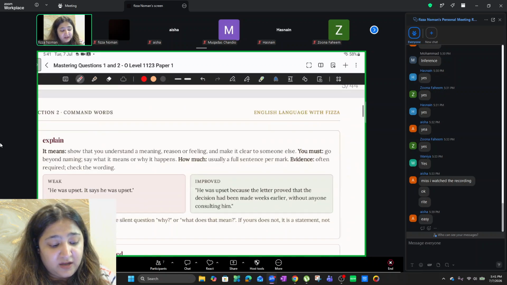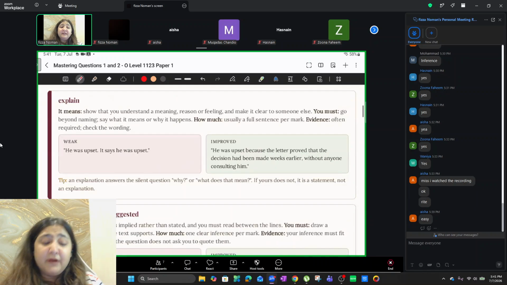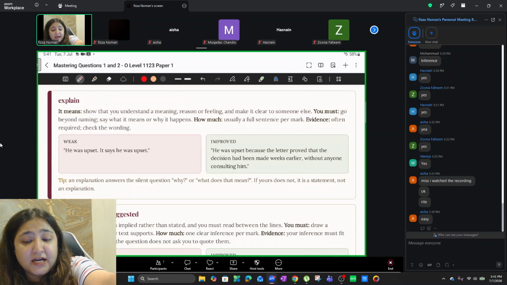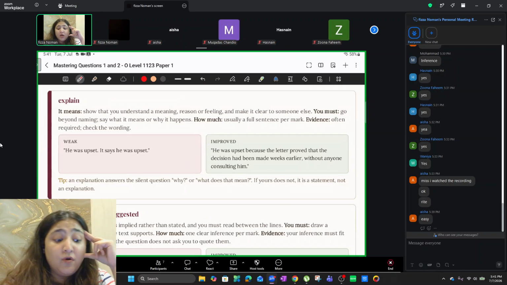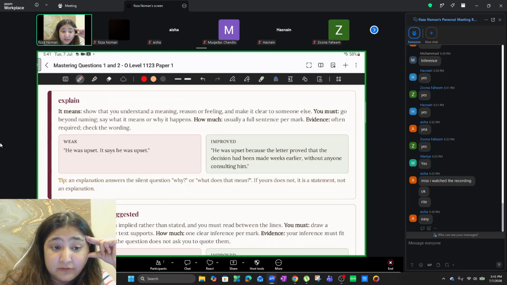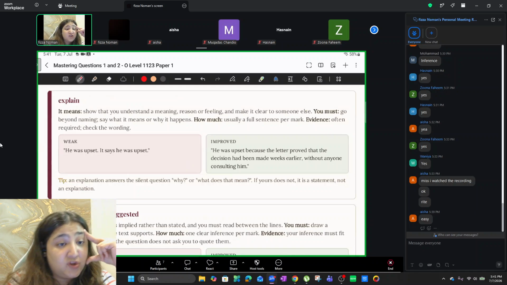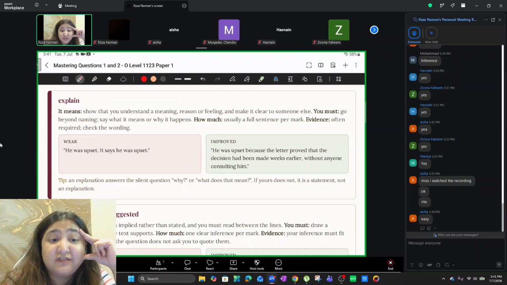Then we have the command word explain. Pretty simple. It means shows that you understand a meaning, reason, or a feeling and make it clear to someone else. You must go beyond naming it. Say what it means or why it happens or happened. Again, how much? Usually a full sentence per mark. Explanation is required. Go in depth if need be. Evidence, it's often required, but check the wording. Depend on the question's demand.